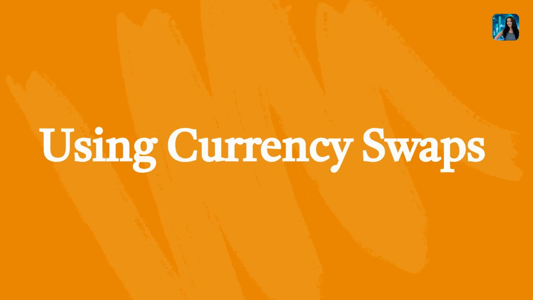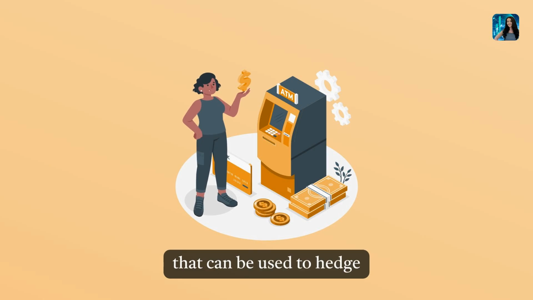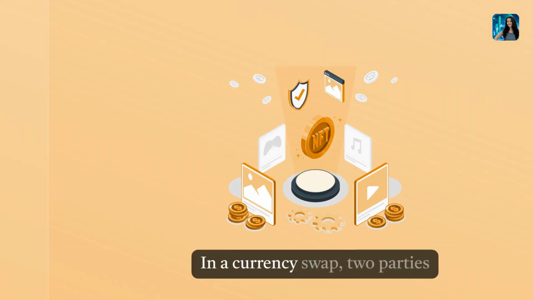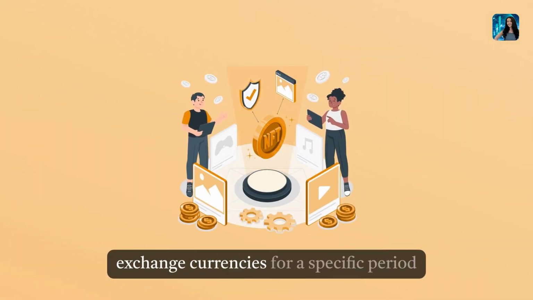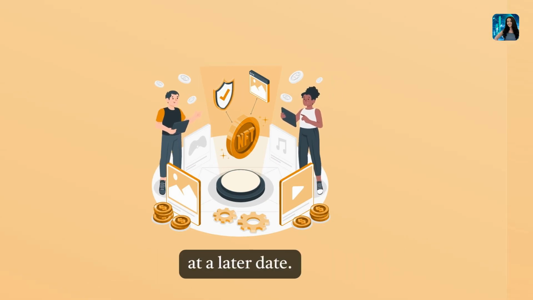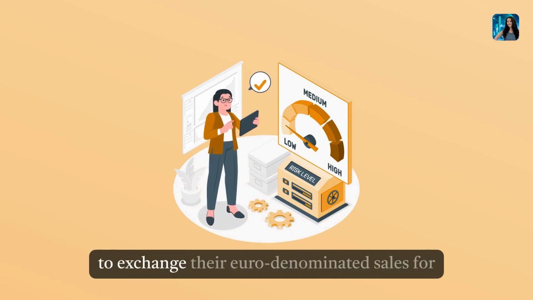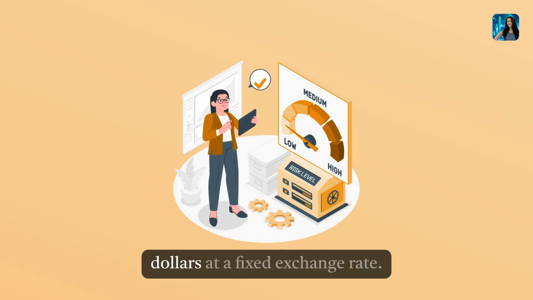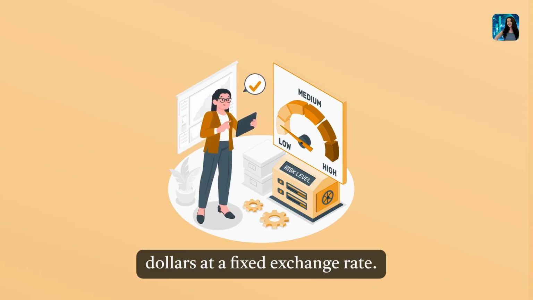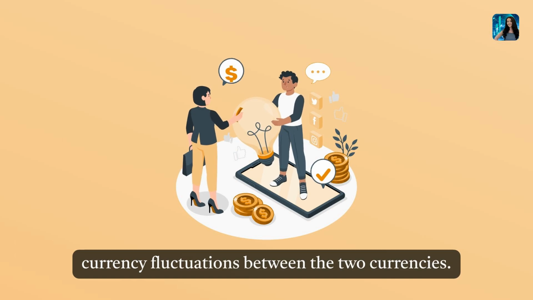Using currency swaps. Currency swaps are another derivative instrument that can be used to hedge against currency risk. In a currency swap, two parties exchange currencies for a specific period of time and then re-exchange them at a later date. For our US company, they could enter into a currency swap with a European company to exchange their euro-denominated sales for dollars at a fixed exchange rate. This would eliminate the risk of currency fluctuations between the two currencies.